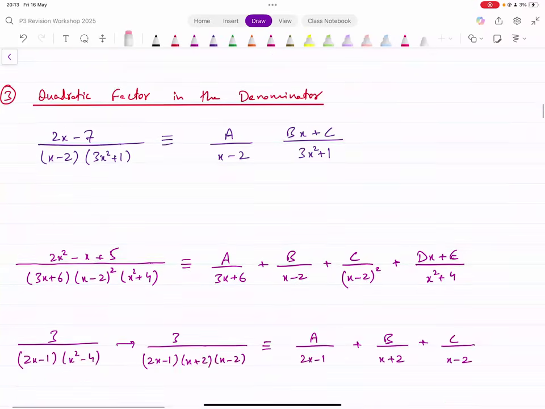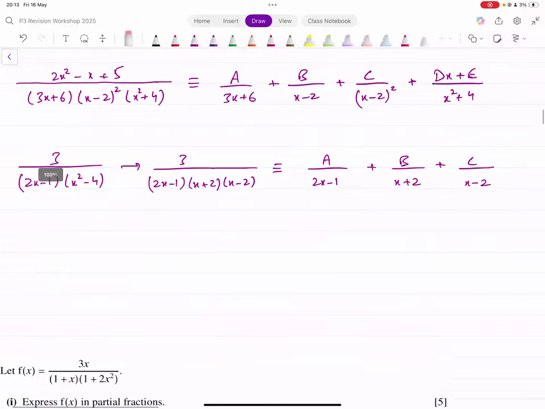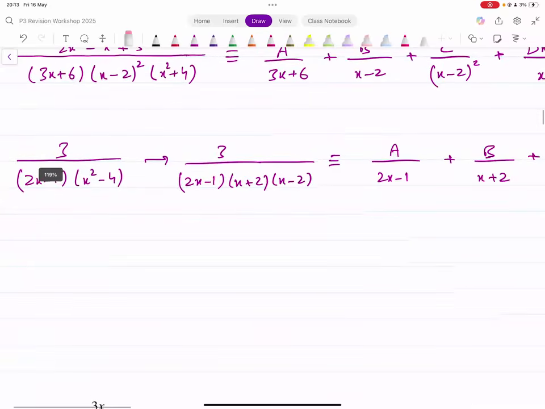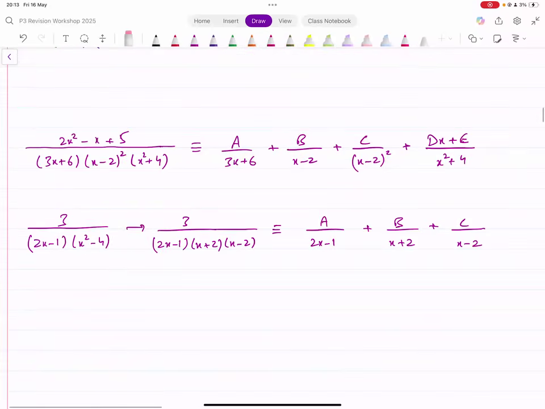Now, sometimes you will see later on, especially in integration, you might end up getting something like this: 3 over 2x minus 1 into x squared minus 4. Now, the first factor is linear. For that, we just have a over 2x minus 1. But have a look at this. This is a quadratic factor, as in that's what it appears to be initially.